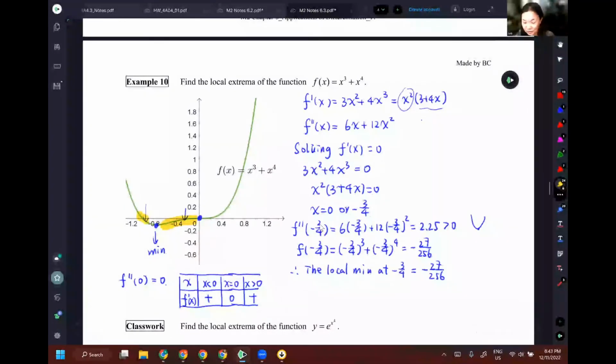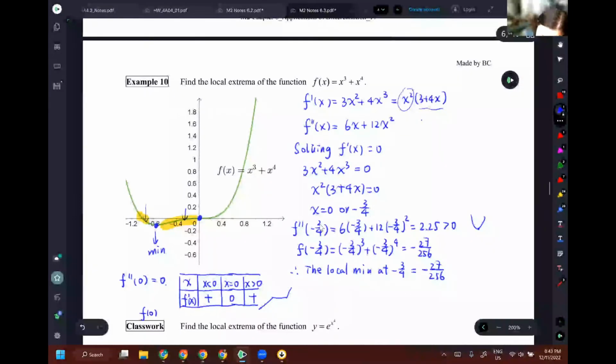So it's positive, 0, positive. And like last time we talked about, positive, 0, positive means this point is a saddle point. That means f(0) is not a local extreme.